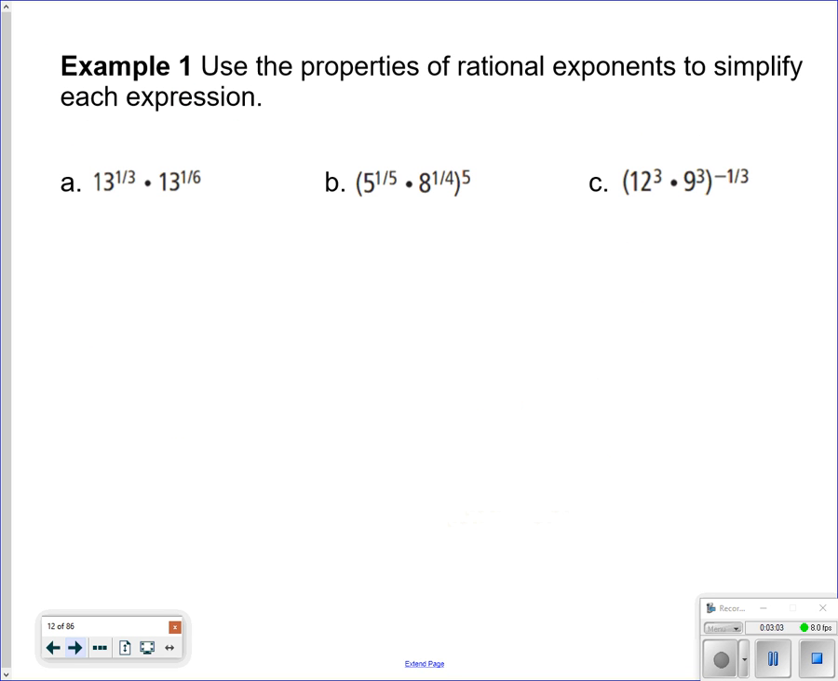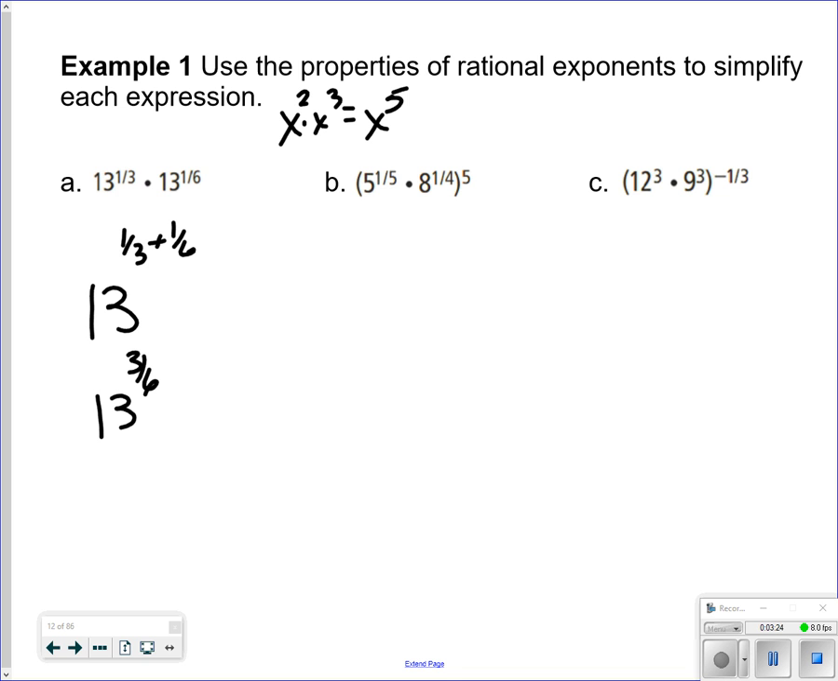So 13 to the 1/3 times 13 to the 1/6. Remember, if you are multiplying two like-based items together, you don't change the base and you just add the exponent. So 13, and I'm going to take 1/3 plus 1/6, because again, when you multiply, you add exponents. So that's 13 to the 3/6, or 13 to the half.